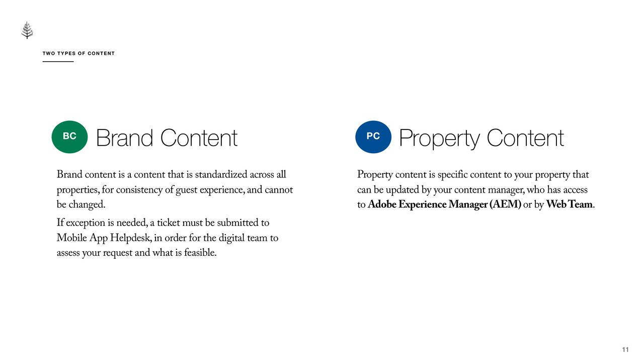For property content, you will see that it's circled in blue with PC. So property content is content specific to your property that can be updated by your content manager who has access to Adobe Experience Manager, so that's the AEM, or by the web team.